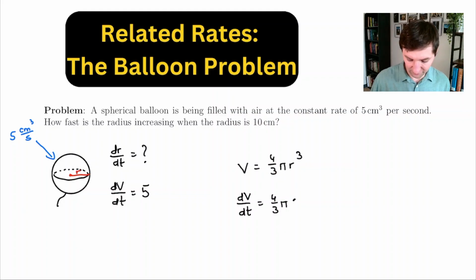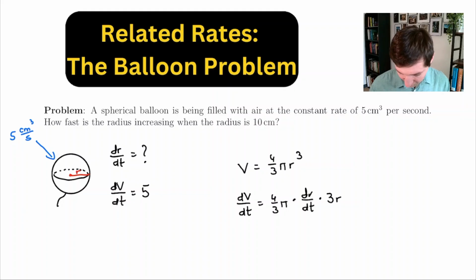Remember, r is a function of t, which means I must apply the chain rule. There is the inside function r and the outside function third power. So when I take the derivative of r, I get dr/dt. When I take the derivative of the third power, I get 3 times the inside function squared.